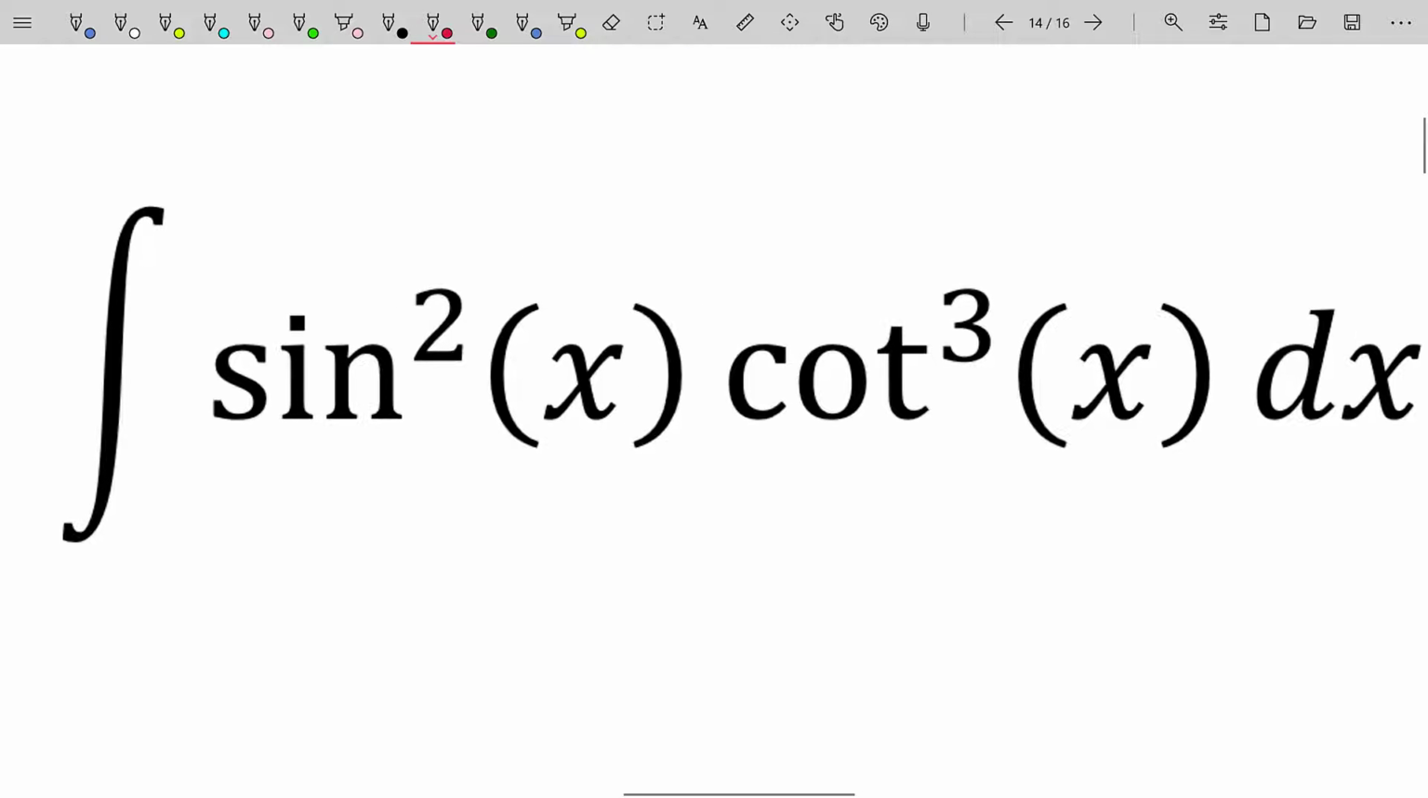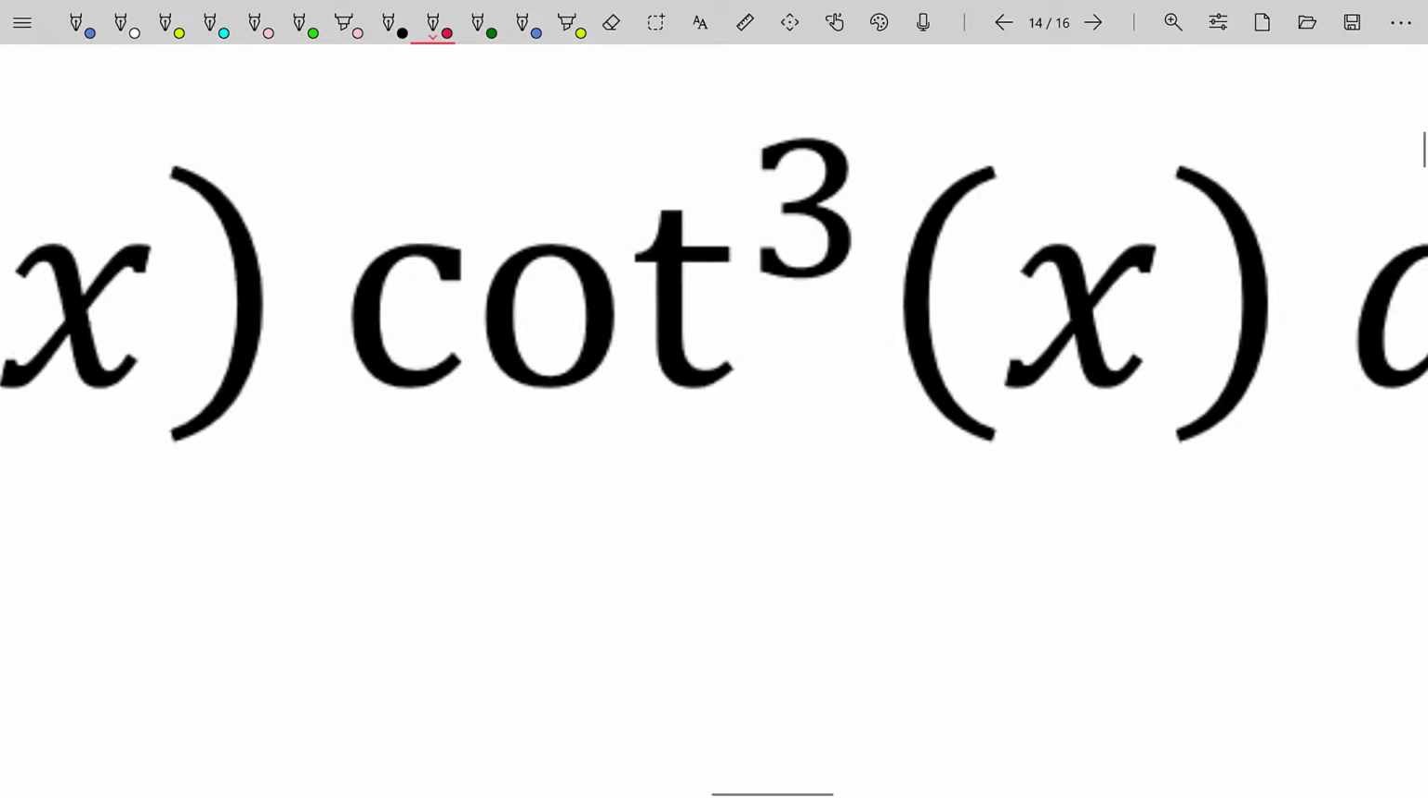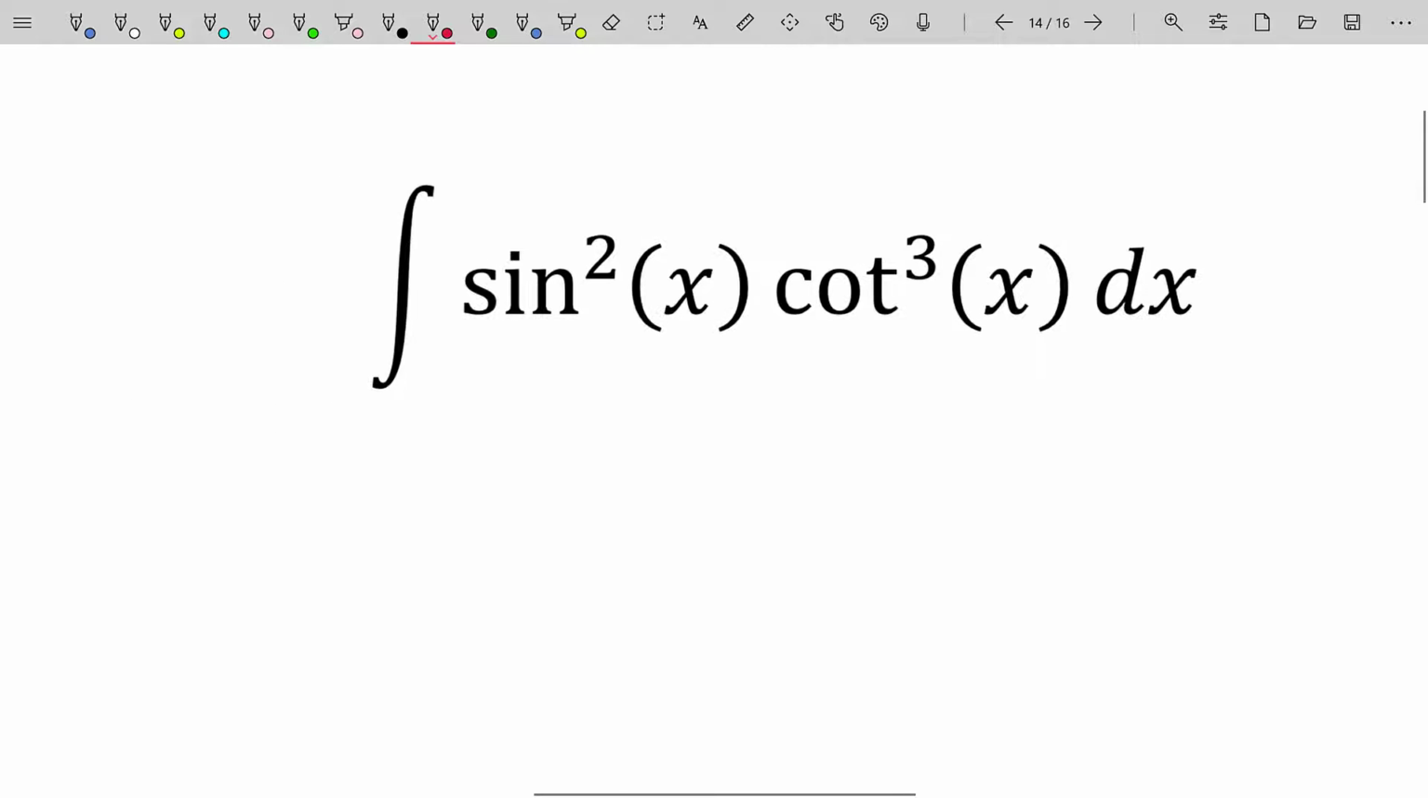Well, in this case, I can use a little bit of trigonometry to simplify this statement. The cotangent, we know, is the cosine over the sine. So let me go ahead and rewrite this first.